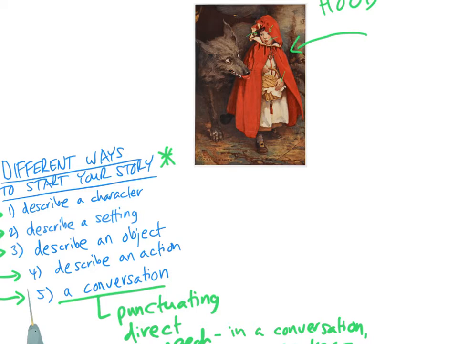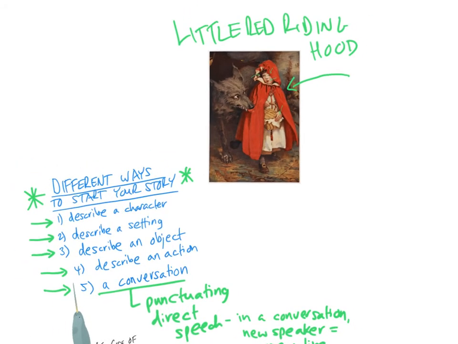Alternatively, like number 2, you could describe the setting where the story takes place. So, you know, deep, dark woods. Part of it takes place in the cottage where she lives. So maybe describe the cottage and what that's like. Alternatively, you could describe an object. Perhaps it could be her basket.